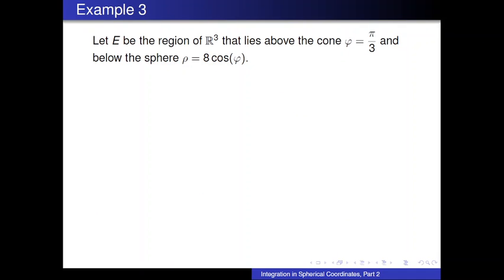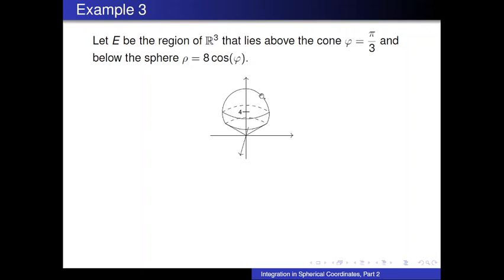Okay, so maybe let's use that now. This next example says, let E be the region of space that lies above the cone phi equals pi over 3 and below the sphere rho equals 8 cosine of phi. So maybe you stop and think, what is going to be the radius of this sphere? I think it should be 4, right? Because we have here, this would be 2 times a, so a would be 4 in this case. And so it'll be centered at (0, 0, 4) as well.